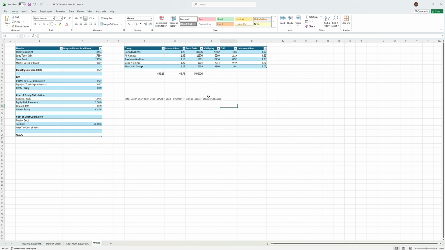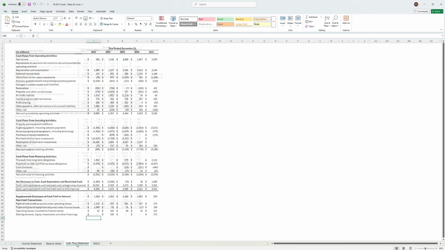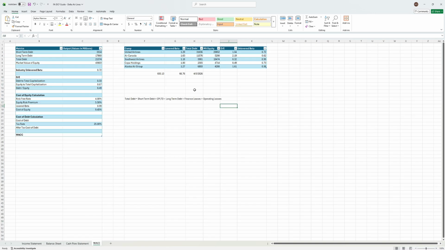And one of the main things you want to pay attention to here is with operating leases. So operating leases, their implied interest expense is not included in the interest expense line on the income statement. It's actually included in like lease expense. They factor it in there. So I'm going to show you how to calculate that implied interest expense.